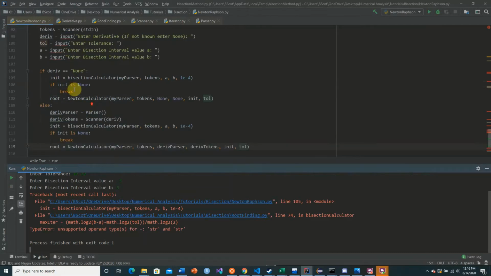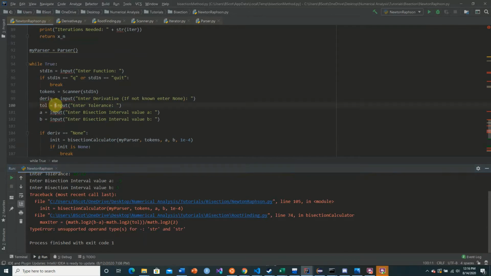Okay, I see. So when we input our values, we need to convert these to floats, simply because we do not want to pass in the strings to our functions. So this should fix everything up. Convert all these inputs to floats.